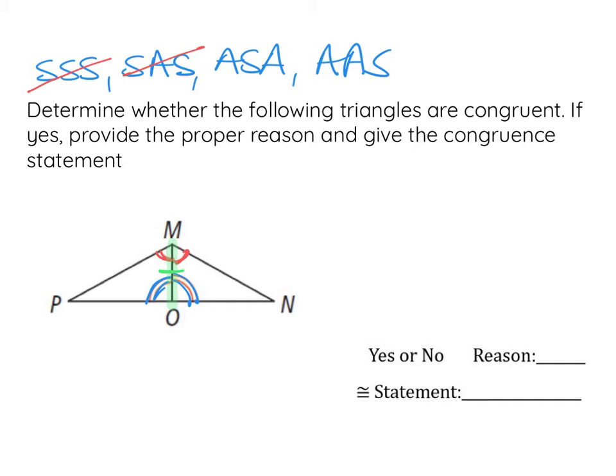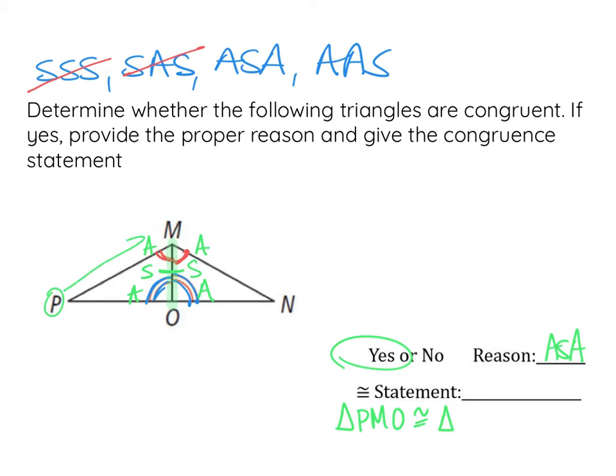So here we have angle, side, angle. So this would be a yes. My reason would be ASA. And then for my congruence statement, I'm going to write triangle PMO. Remember, it needs to match. So if I say P to M to O, what matches that would be NMO. My congruent parts match up in that congruence statement.